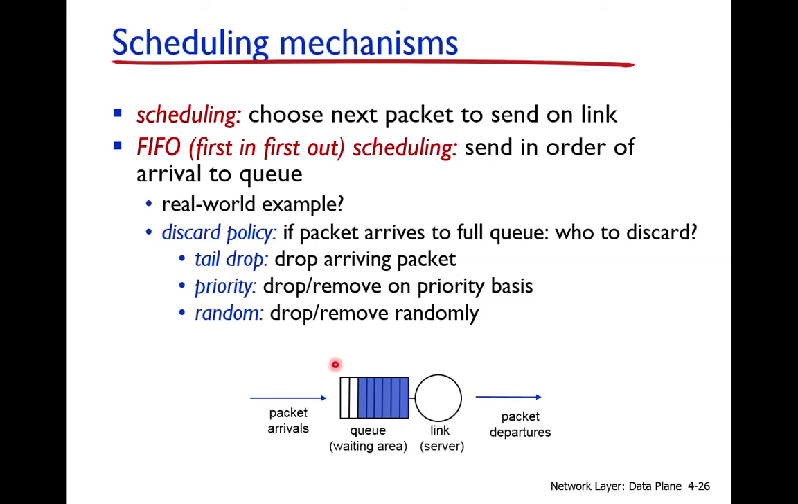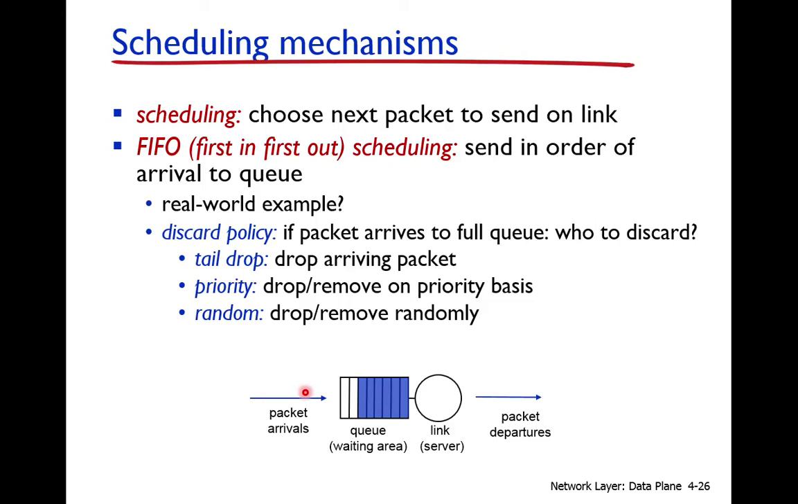Similarly, if this buffer is full and more packets arrive, we have to discard. Which packet should be discarded? Either the arriving packet should be discarded, or we have different discard policies. If 4 packets have arrived and this buffer is full, then who is to be discarded? Tail drop means dropping the arriving packet.